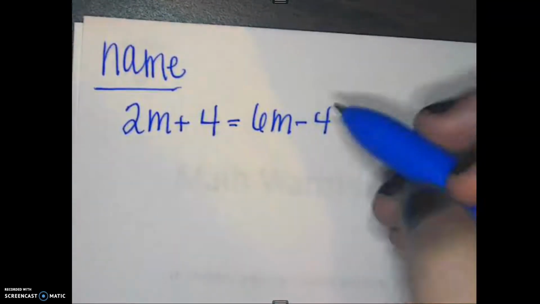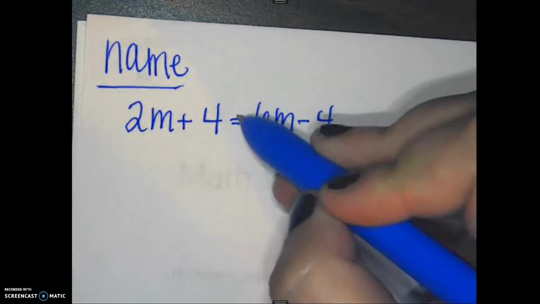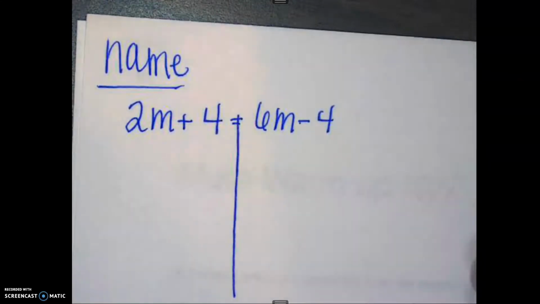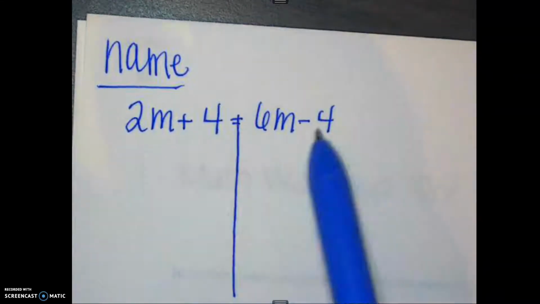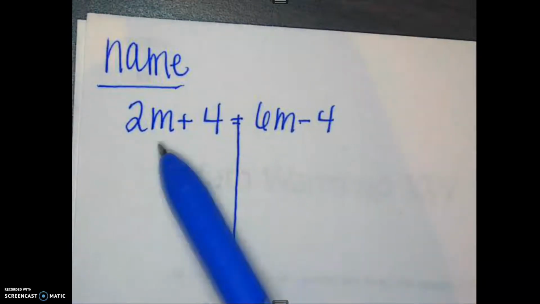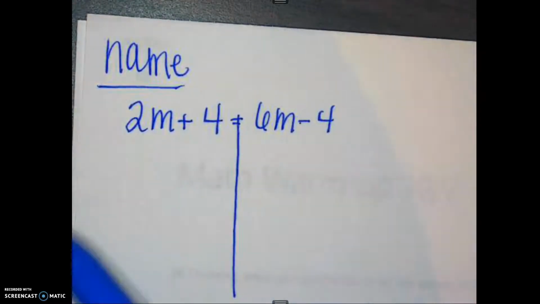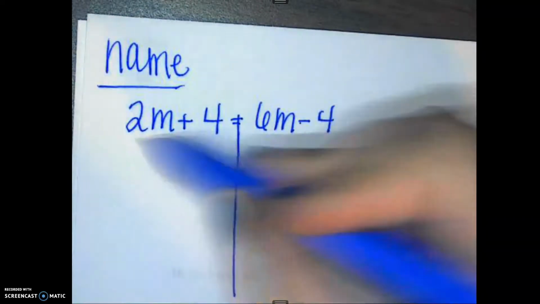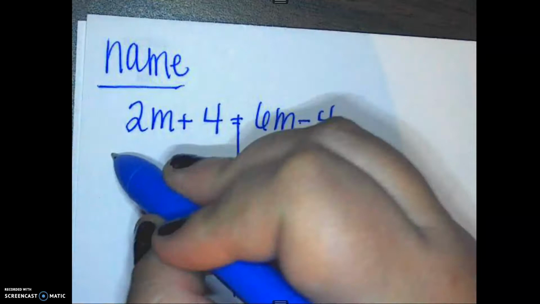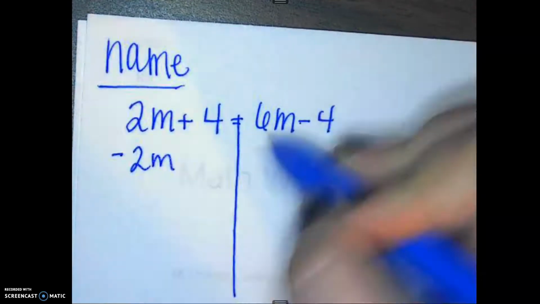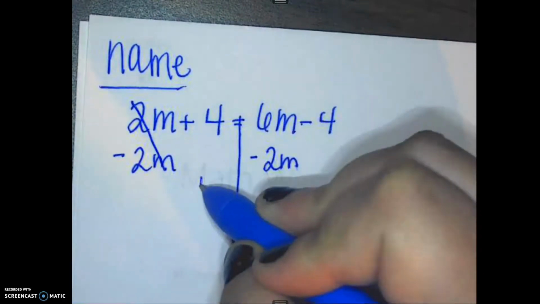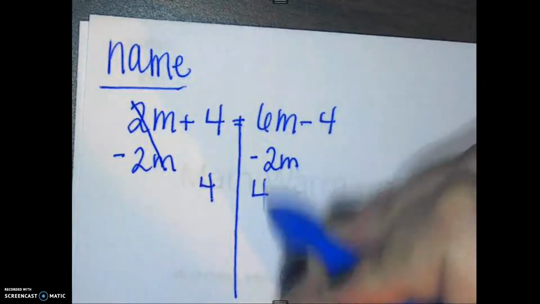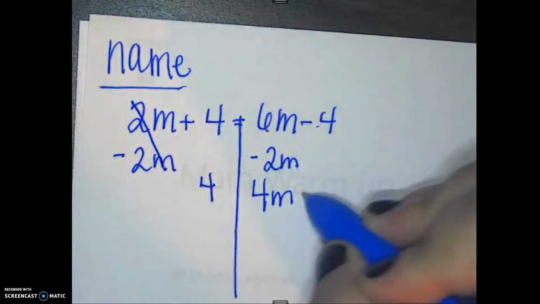Alright, we're going to solve it. So we're going to draw a line. I'm going to say, do I have parentheses? No. Do I have multiple variables on one side? No. So I need to move my variables over. So I have a 2 and a 6. So I'm going to move my smaller variable over. That leaves me with 4 on this side and 4m. Bring down my minus 4 on this side.